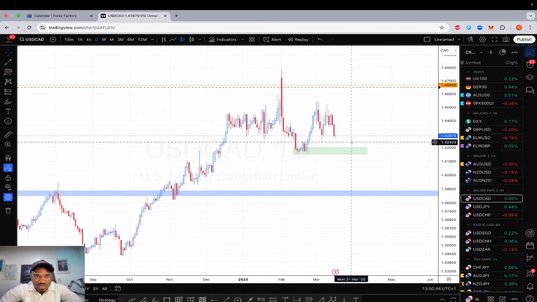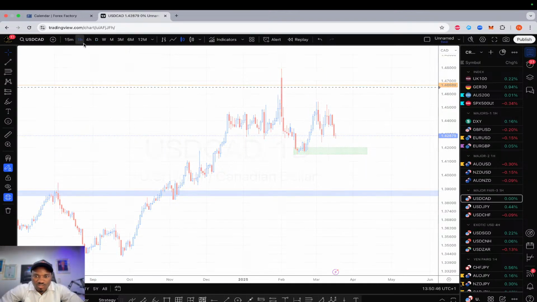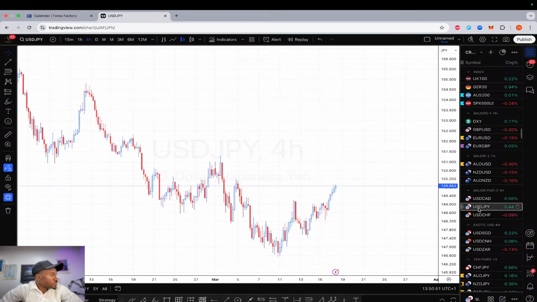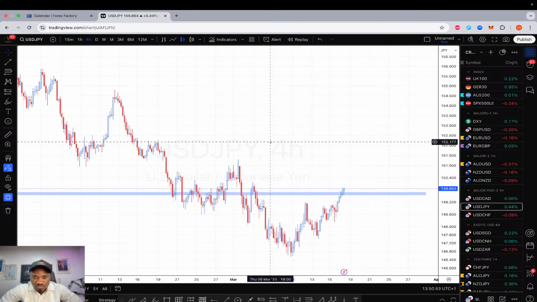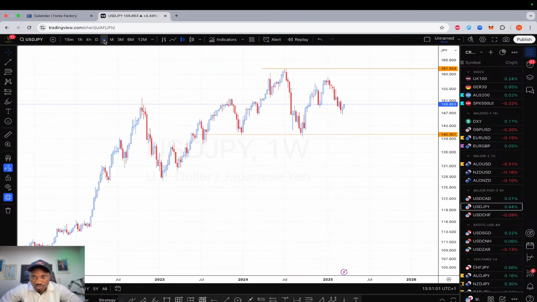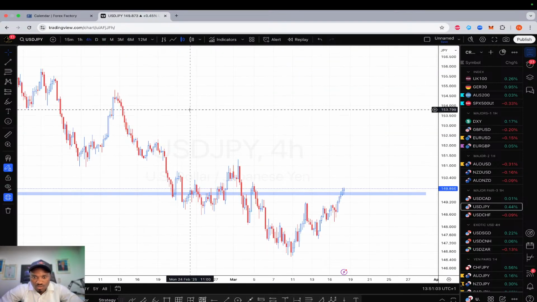USD Canada, I am not interested in this. I can't see a point of interest on this currency. USD yen right here. Let's check the day chart. USD yen, well, price is pushing up, but I'm not interested. I have no interest in this currency.